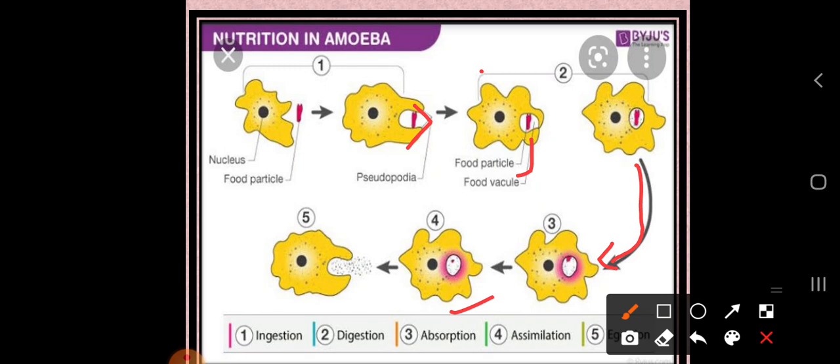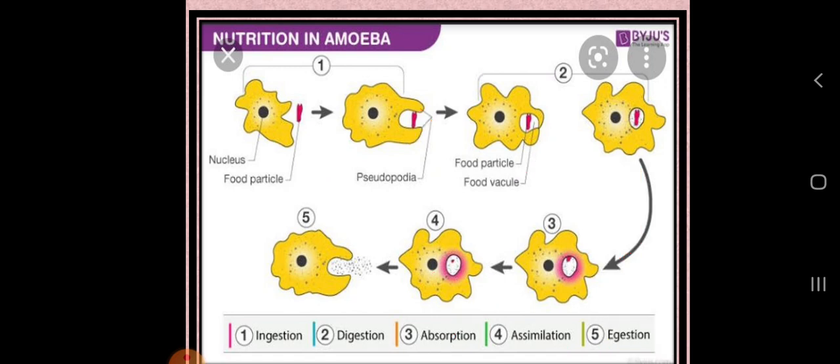So these are the 5 steps they are performing, which you can call nutrition in amoeba. Sometimes the question can be asked, show the nutrition in amoeba, so you have to show this structure. This is the first structure where ingestion will take place. This is the second structure where digestion will take place. Third is absorption, fourth is assimilation, and fifth is egestion. Okay, so these are the 5 steps of nutrition in amoeba.